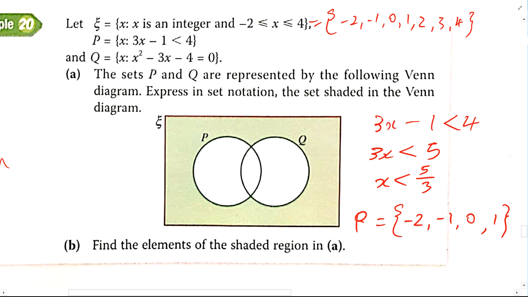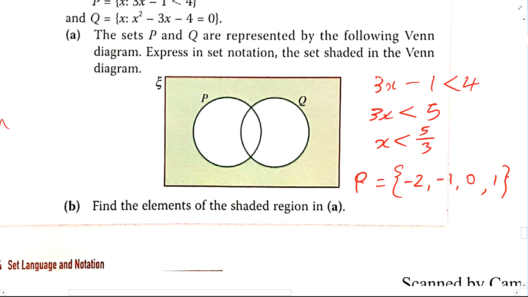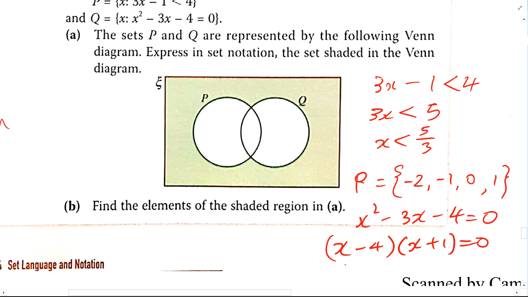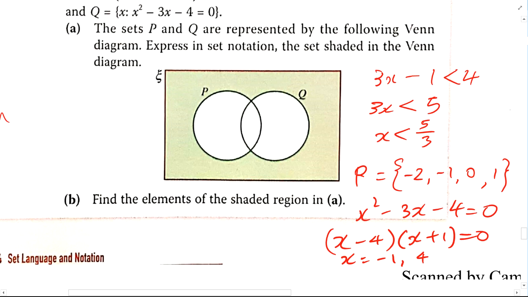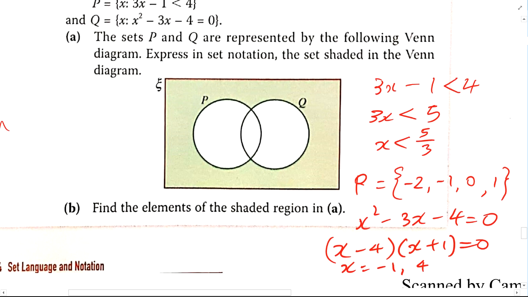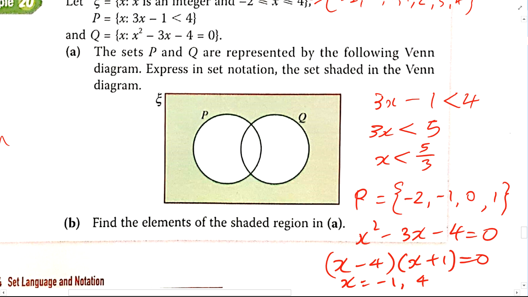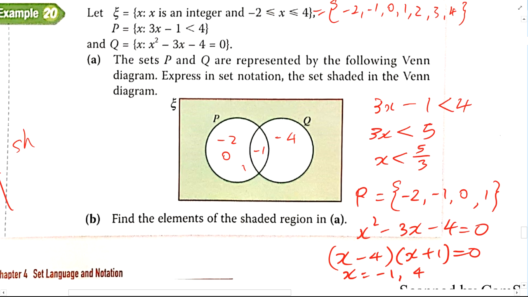Then I need to find my elements inside Q. To find the elements inside Q, I need to solve X squared minus 3x minus 4 equals 0. X minus 4, X plus 1 equals 0. X equals negative 1 or 4. Okay, so inside Q, I've got negative 1 and 4. So negative 1 is over here. I've got negative 2, 0, and 1. That is inside P. Agree with this?